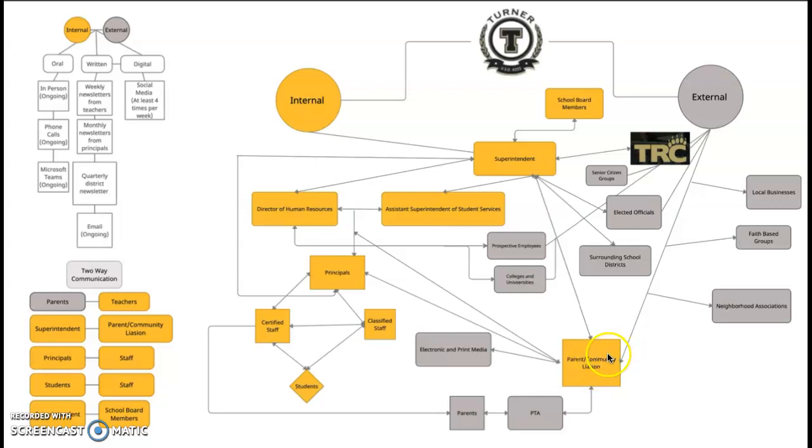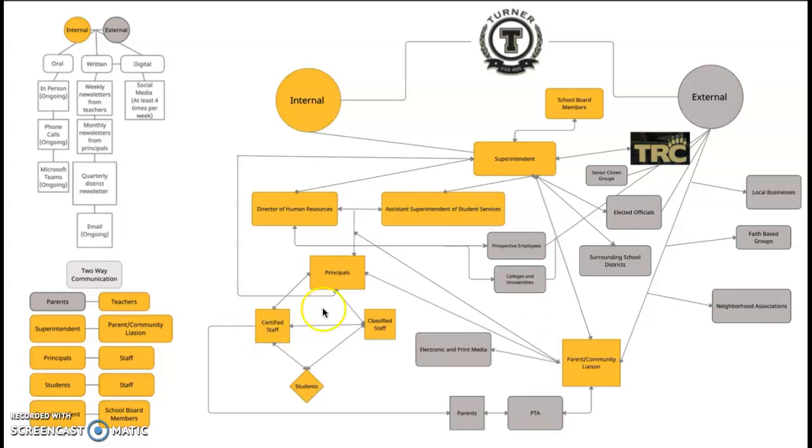So one of the things I think we need to work on is using our parent community liaison to help teachers and principals get connected with local businesses or neighborhood associations so that we can directly support the students in the classroom with some of the external publics that are available and that we've already made connections with in our school district.